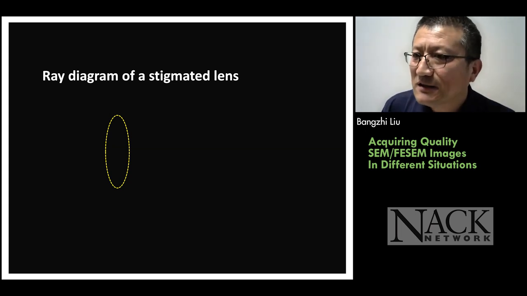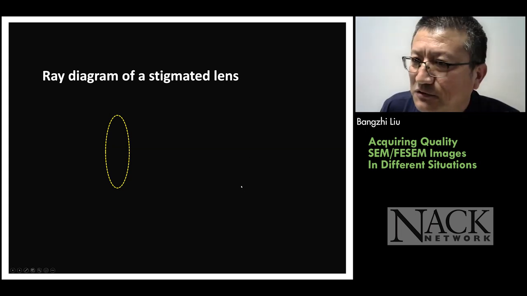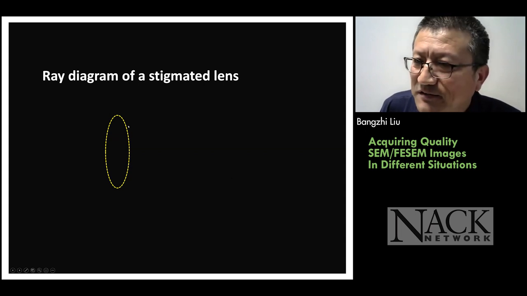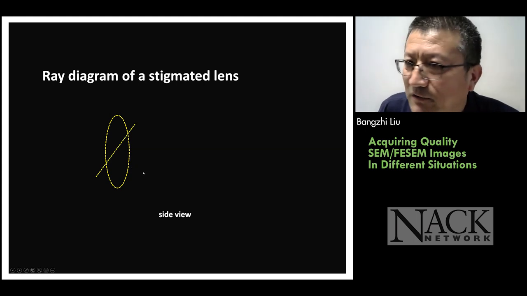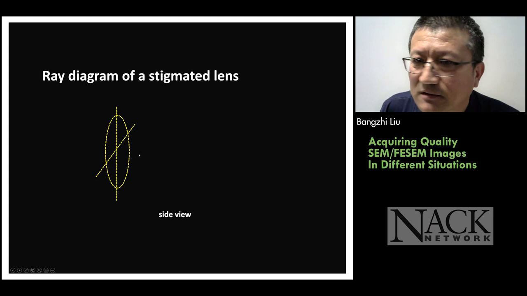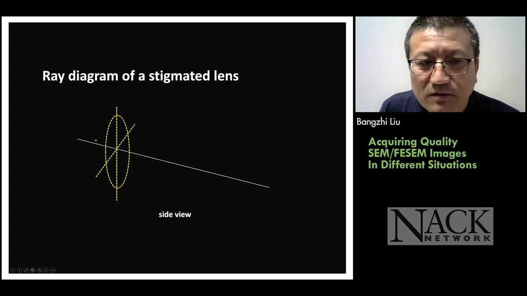So now astigmatism is exactly the same mechanism. Let's look at them. Look at this red diagram. If the lens is not round, it's oval, what you're going to have is a long axis and a short axis. So when the electron beam passes through this lens, you see that?